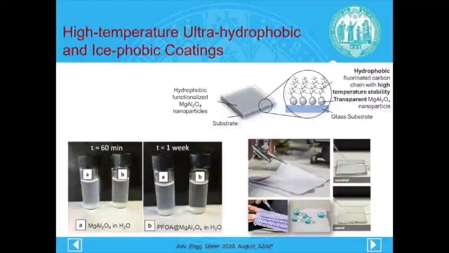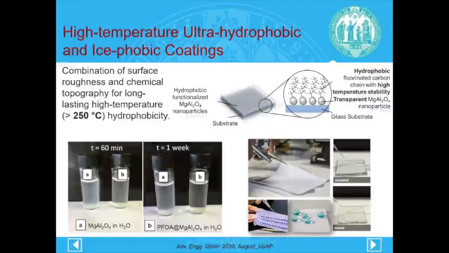After that, the hydrophobicity is lost because the organic compound, which is immobilized on the surface and is responsible for the hydrophobicity, starts decomposing. So basically, you are left with a bare ceramic surface. In our case, the particles are covalently attached and they remain associated up to 300 degrees C. This work has just appeared in Advanced Engineering Materials in 2020. This combination of surface roughness and chemical topography also allows us to design not only ultra-hydrophobic, but also isophobic coatings.